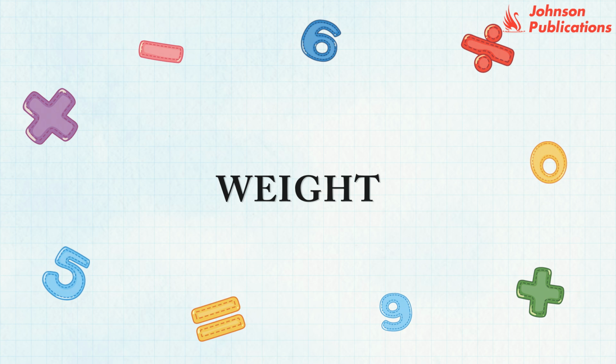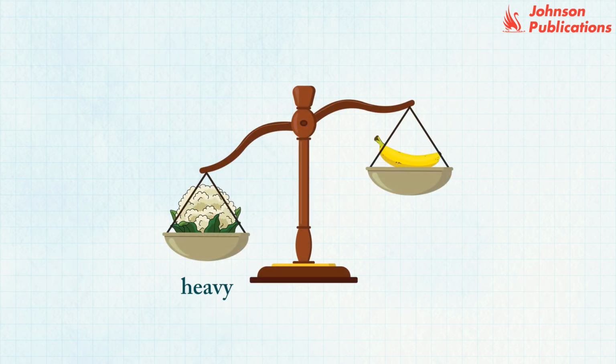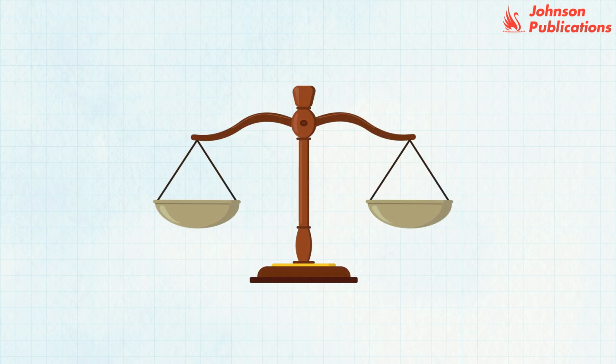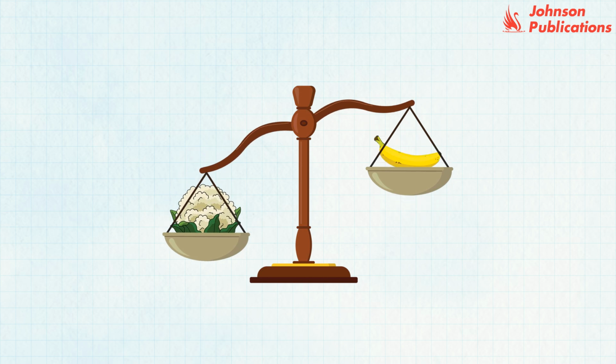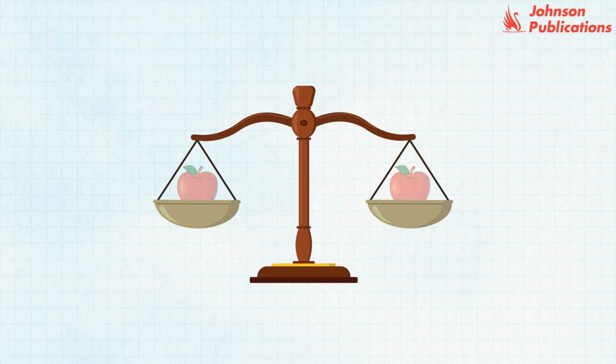Weight. Weight is the measure of how heavy or light an object is. We use a simple balance to measure weight. We place one object on its one pan and the other object on the other pan. The heavier pan will go down and the lighter pan will go up. If both objects are equal in weight, the pans will be at the same level. And it is called balanced.